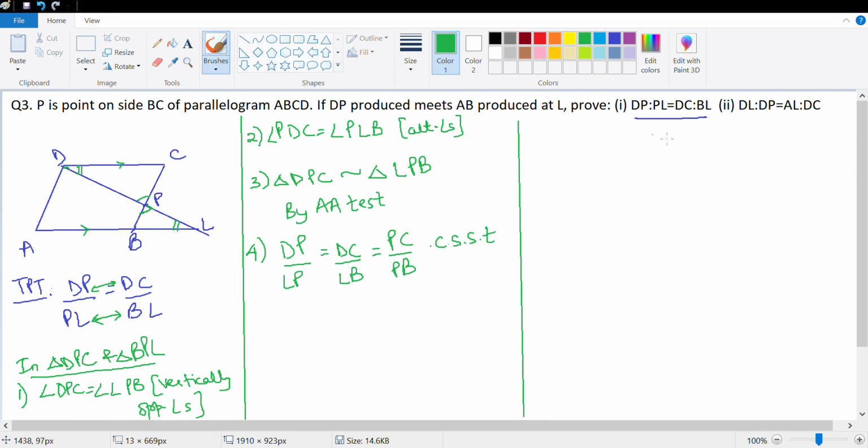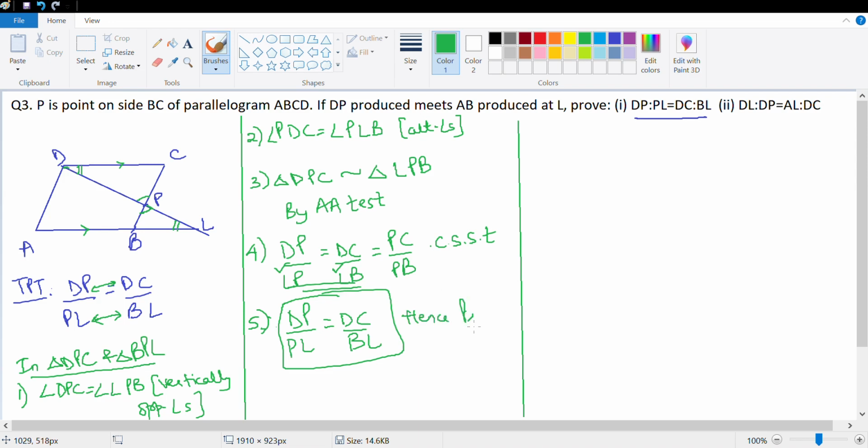Done. What do we need to prove? DP and PL. So we have DP and PL done, and we need DC and BL, which is done. Therefore, that's number 5. Let's write it in the form that they want: DP upon PL is equal to DC upon BL. So we've looked at the first two of this proportion. So this is hence proved.